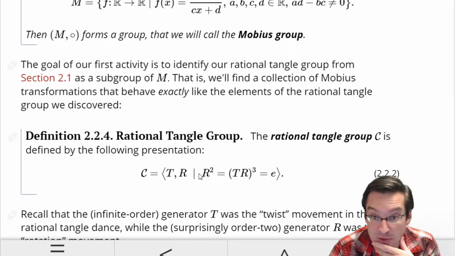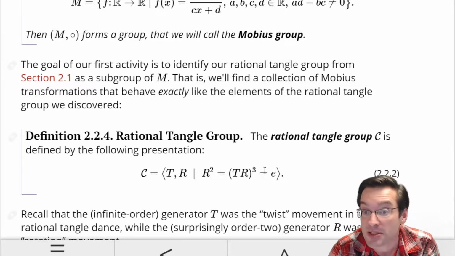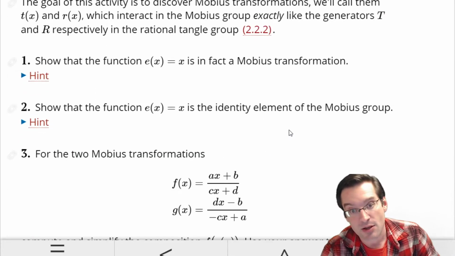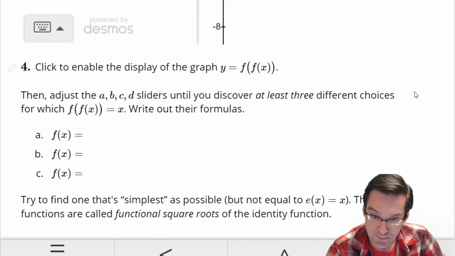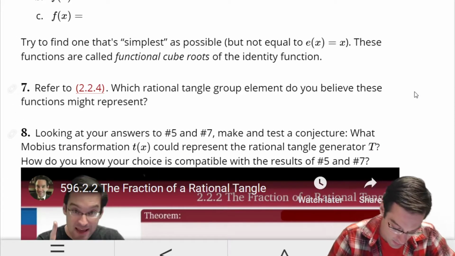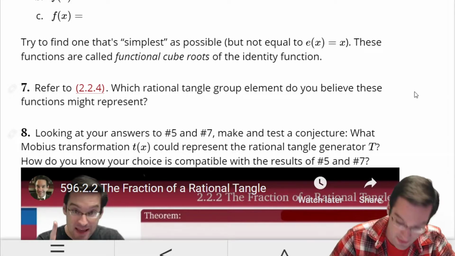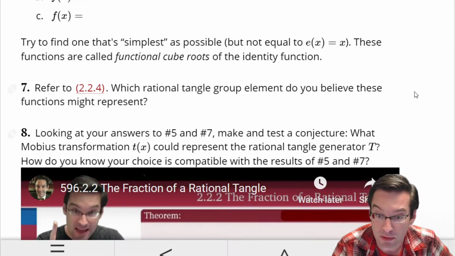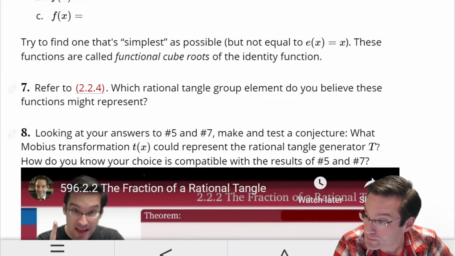We could find a Möbius transformation which, when we compose it with itself, gives us the identity function. And we could find a combination T and R, which when we compose those together, it has order 3. So we have to compose them together 3 times before we get the identity. And so in the activity, we found a couple of different possibilities. And I'm going to write these down on my whiteboard here real quick.